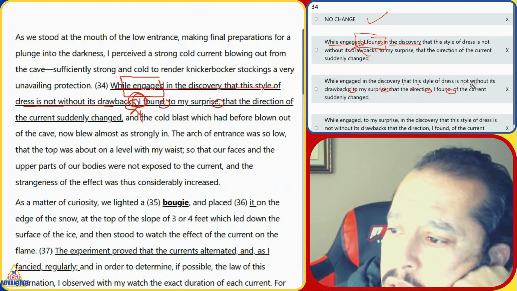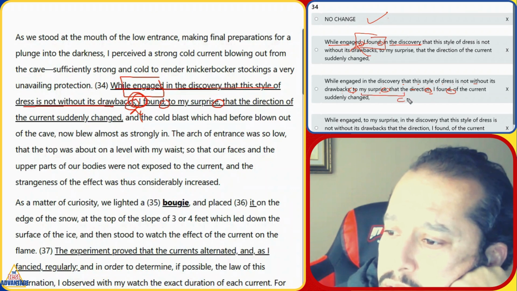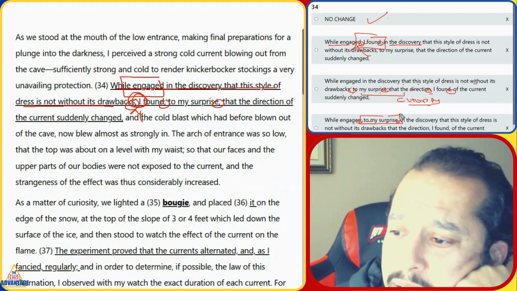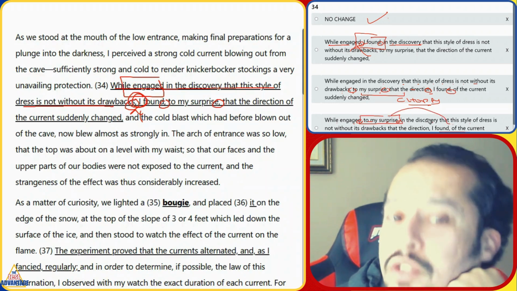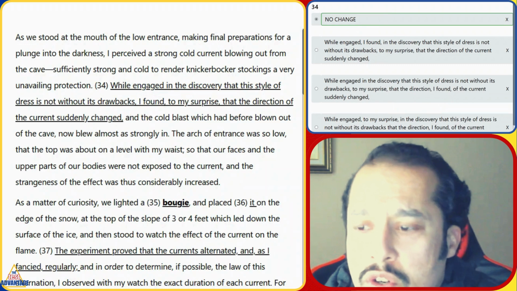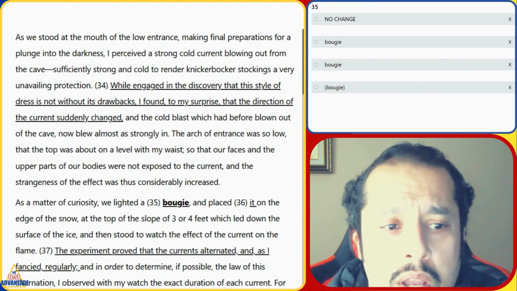Look at this. Not without its drawbacks, to my surprise, that the direction, choppy sentence. Too many phrases. While engaged, to my surprise, in the discovery that this style of dress is not, why do we put to my surprise here? It should be I found to my surprise. To my surprise is about the finding itself. So here we're going to go with answer A, number 35.